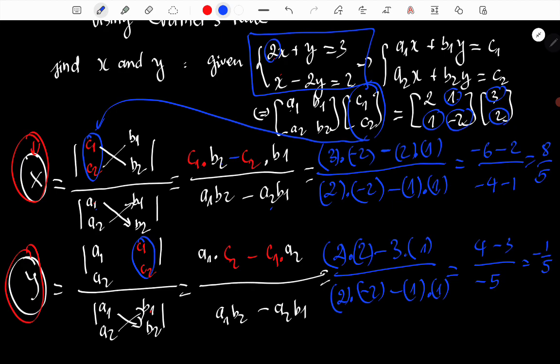Okay, is this a correct number? True. So we have y equal to negative 1/5 and x equal to 8/5. This is the final answer.